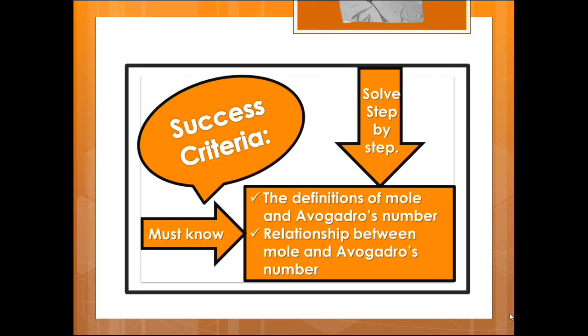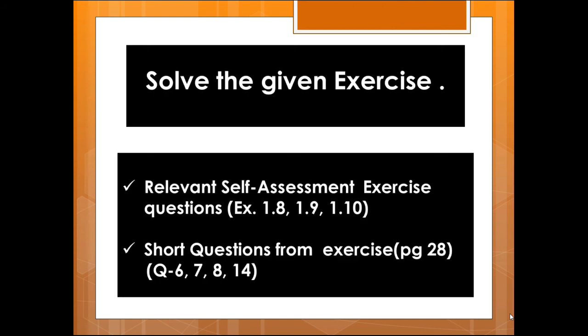Step by step, as per the given instructions, you must know the definition of mole and Avogadro number. You must know the relationship between mole and Avogadro number. Solve the given exercise, the relevant self-assessment exercise questions, that is exercise 1.8, 1.9, and 1.10. You have to solve short questions from exercise page number 28, questions number 6, 7, 8, and 14.